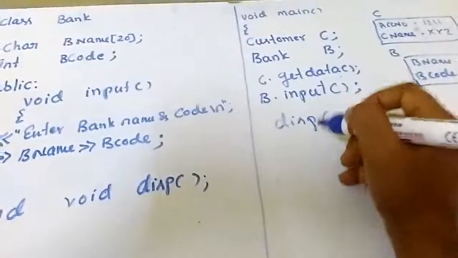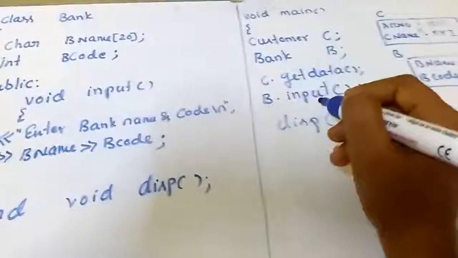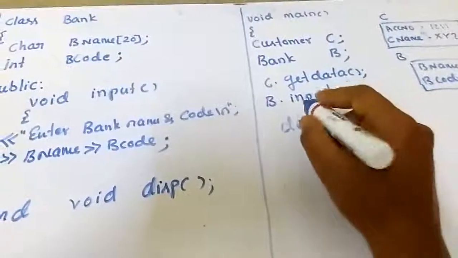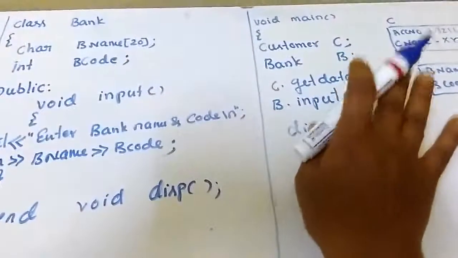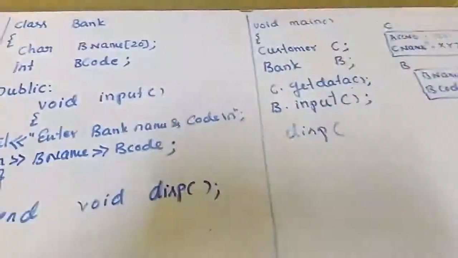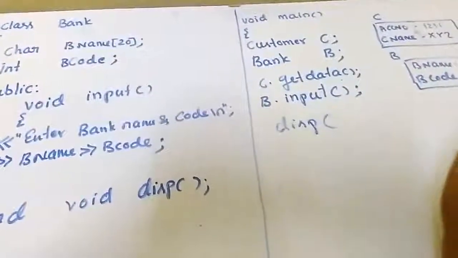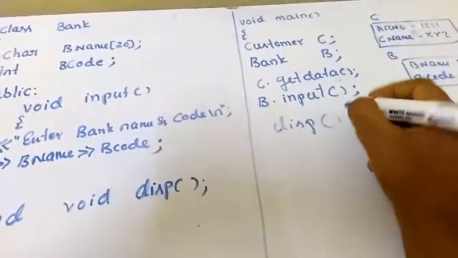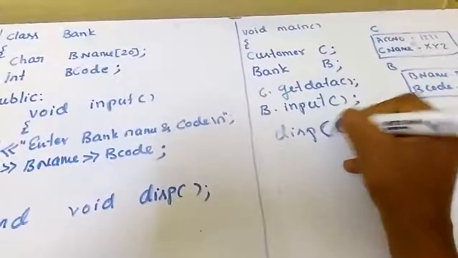If it would be a member function, how to call this function? Object name and dot operator. But display does not belong to any of these two classes. It is not a member function of the class. It is just a friend to those classes. That's why disp, we should not use any object to call this function. But we have to pass objects to this function, C, P.